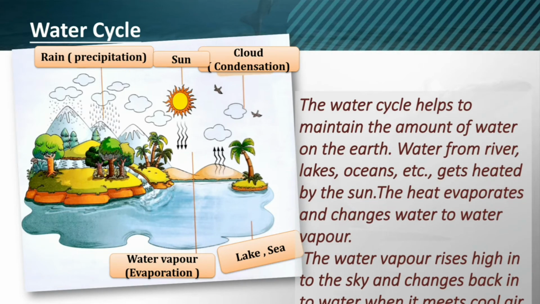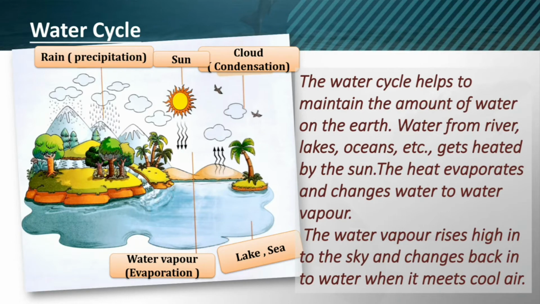The water cycle helps to maintain the amount of water on the earth. Water from rivers, lakes, oceans, etc. gets heated by the sun. As you can see here in the picture also, the sun is the source of heat. The heat evaporates and changes water to water vapor. The water vapor rises high into the sky and changes back into water when it meets cool air.